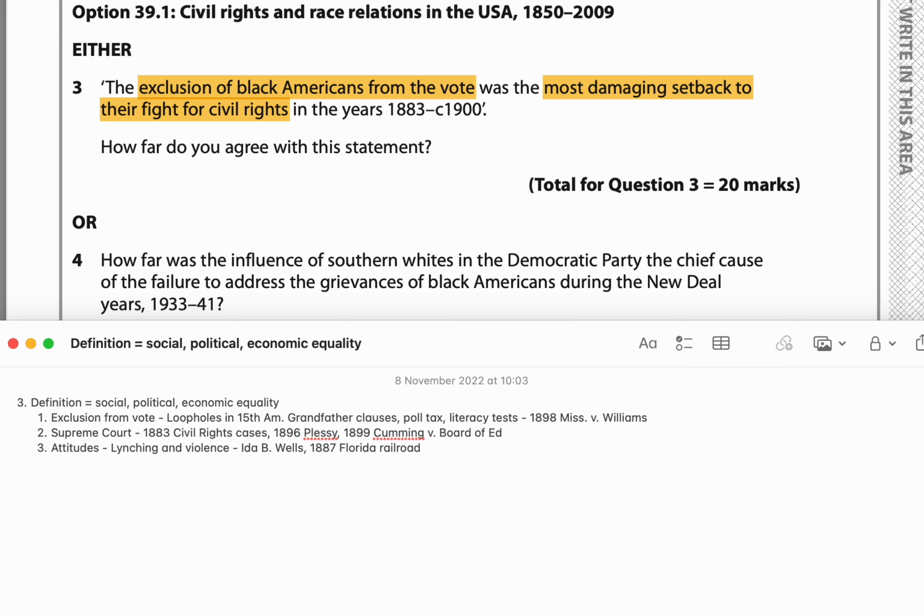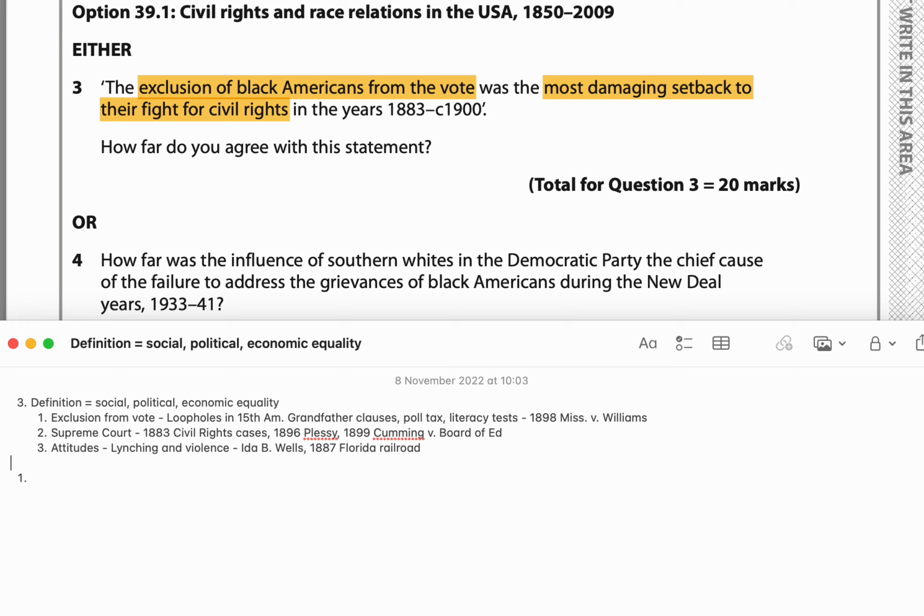So as I said, I'd argue the most significant Supreme Court decisions were the most damaging setback, rather than the exclusion of Black Americans from the vote, because they affected all aspects of civil rights, and actually they did play a hand in the exclusion of Black Americans from the vote. The Supreme Court also gave the green light to Jim Crow, and actually you could argue it didn't stand in the way of those attitudes which were holding Black Americans back from having equality. And the Supreme Court also gave the go-ahead to the exclusion of Black Americans from the vote. So that's how I would go about that one.